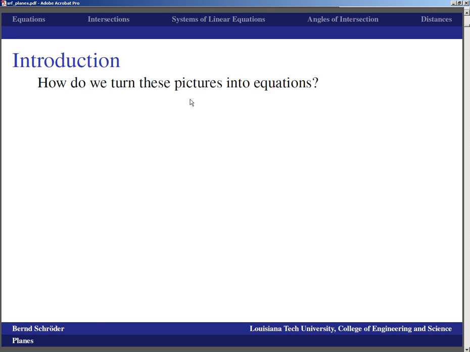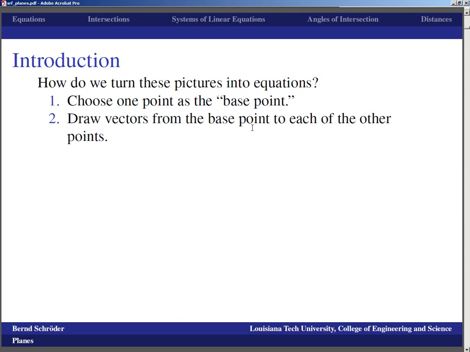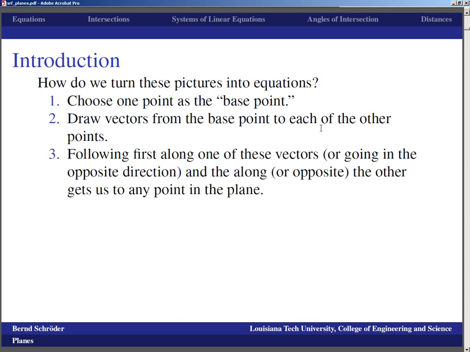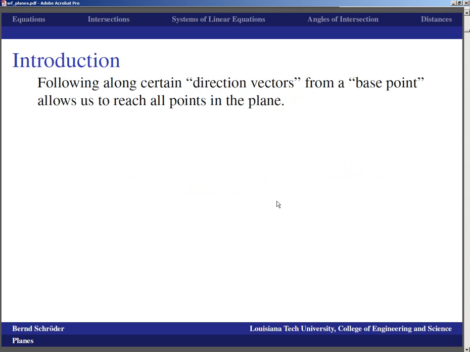On the other hand, how do we turn these pictures into equations? Well, we could choose one point as the base point. We could draw vectors from the base point to each of the other points, and then following first along one of those vectors, or going in the opposite direction, and along the other vector, or opposite the other vector, gets us to any point in the plane. So if we're following along certain direction vectors from a base point, that allows us to reach all points in the plane.